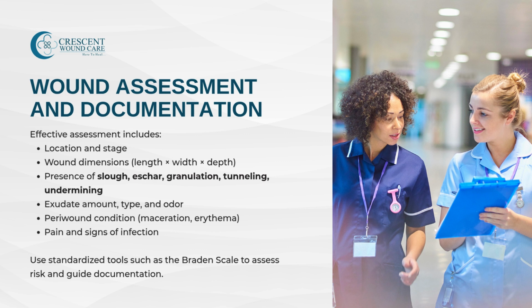Meticulous assessment and documentation are cornerstones of safe, effective wound care and critical for both continuity and accountability. Assessment parameters include location, over which bony prominence, stage, as per NPIAP classification, size, measure length times width times depth in centimeters, tissue type, describe what you see: granulation, slough, eschar, or epithelial tissue. Exudate, note type, serous, purulent, color and amount: scant, moderate, heavy.